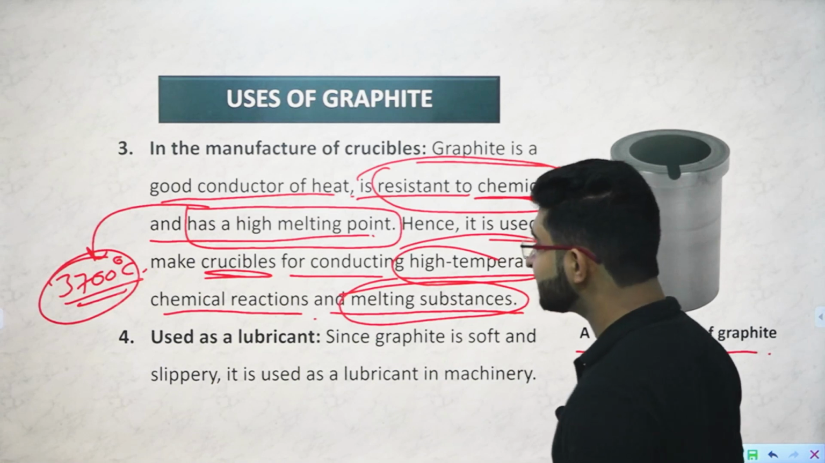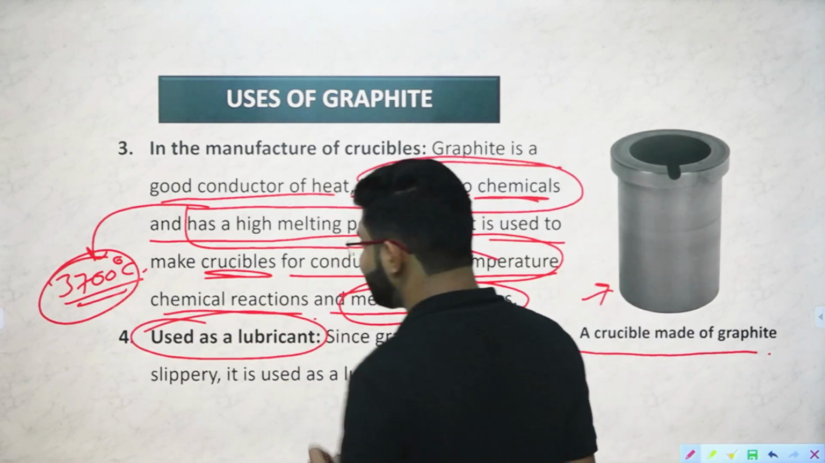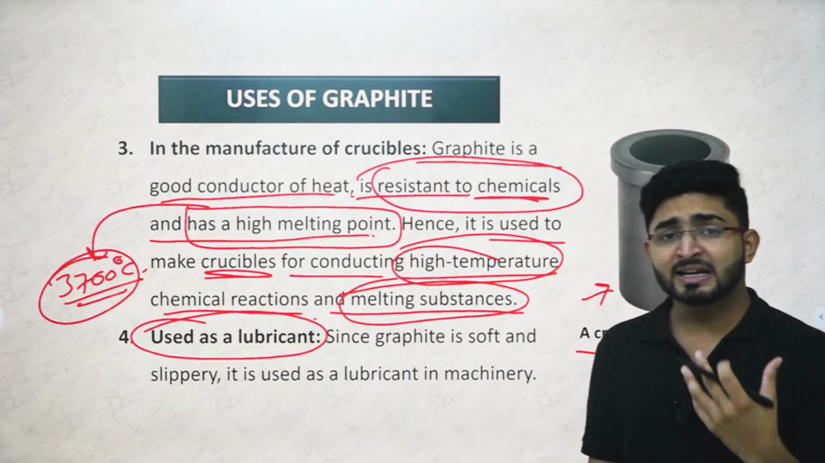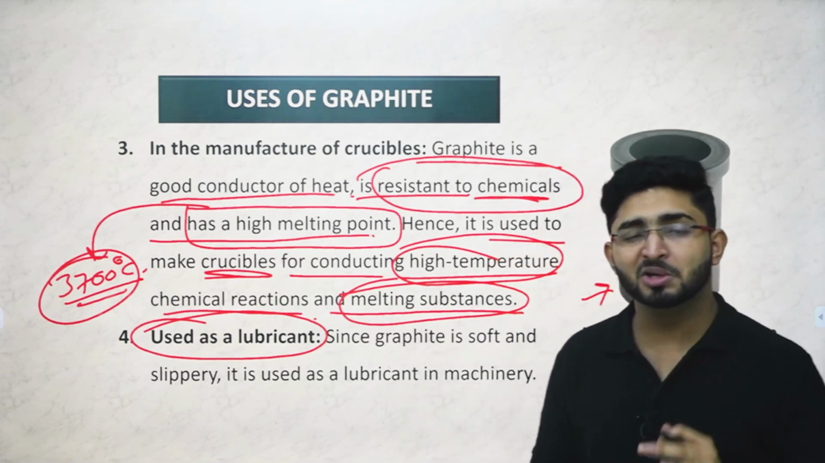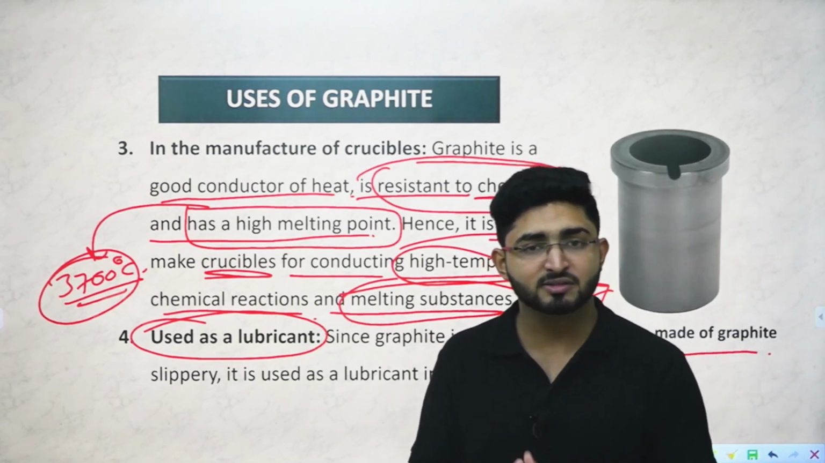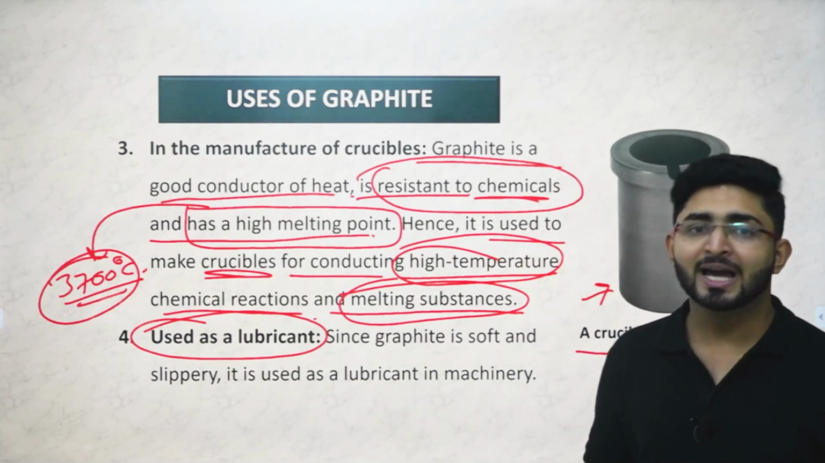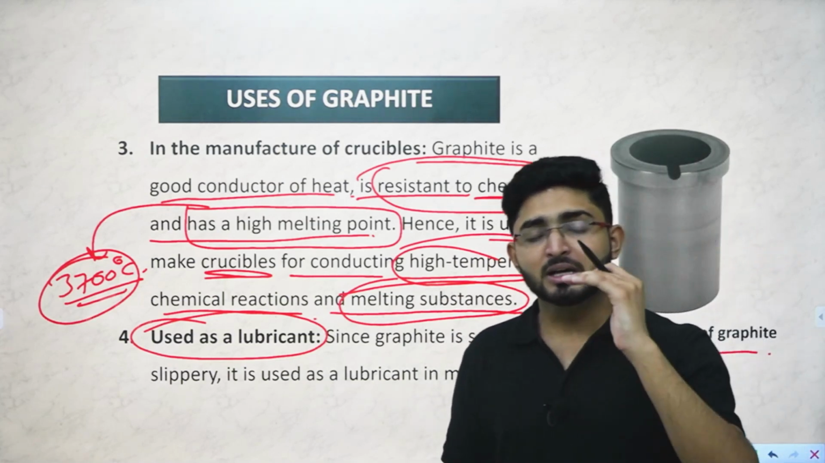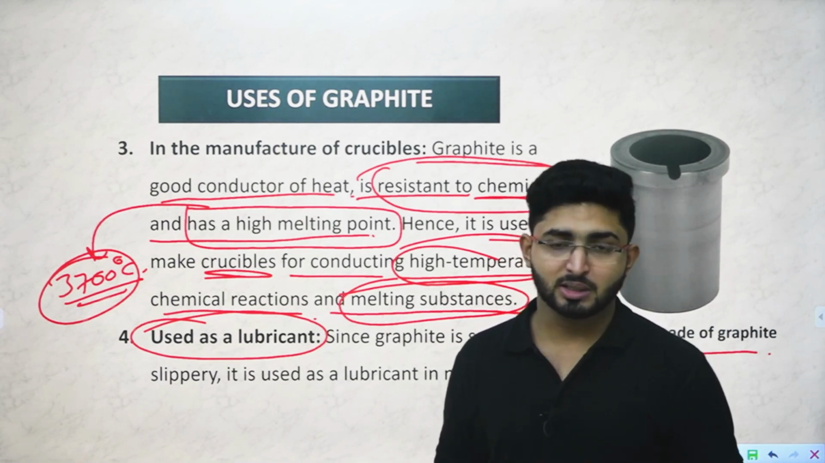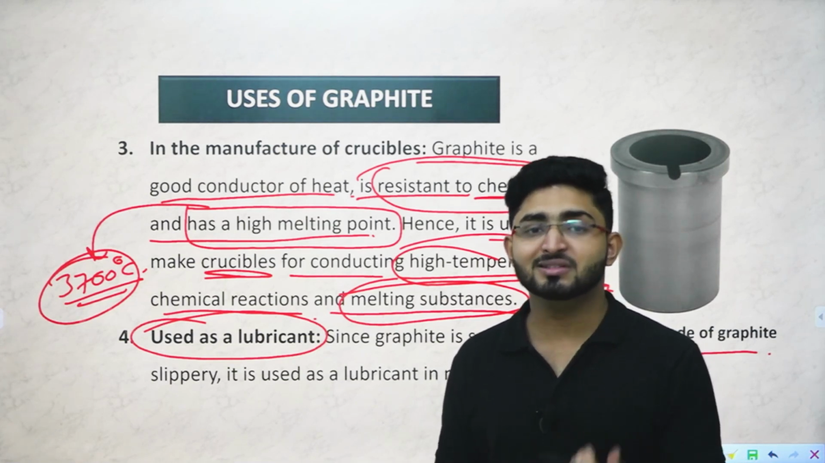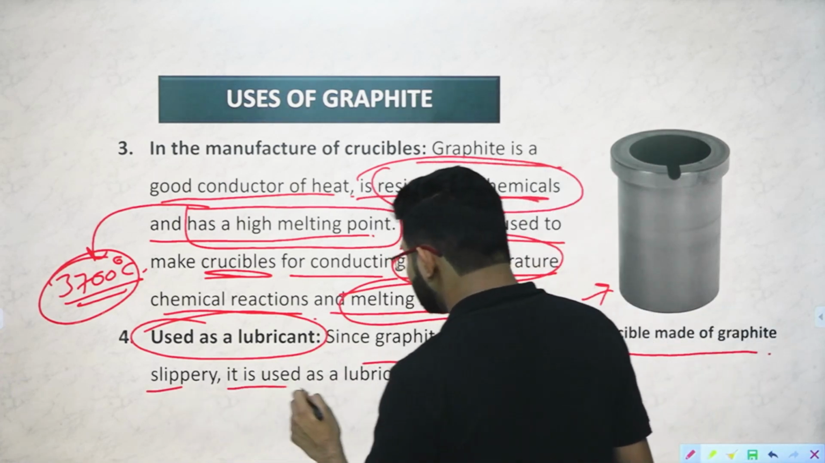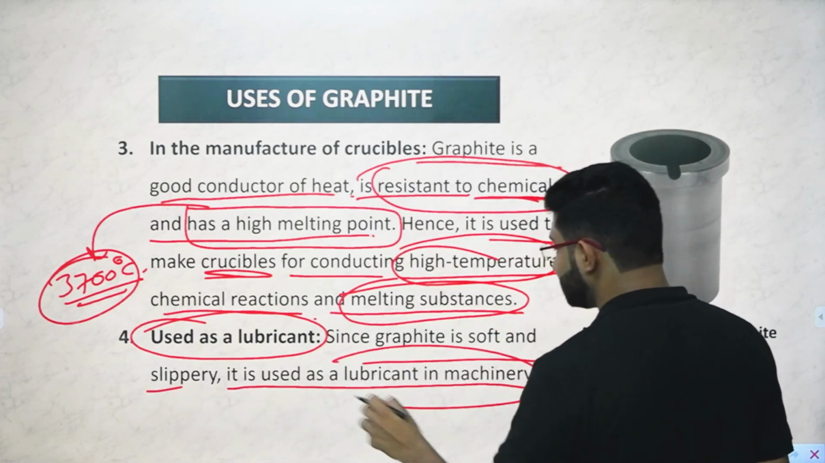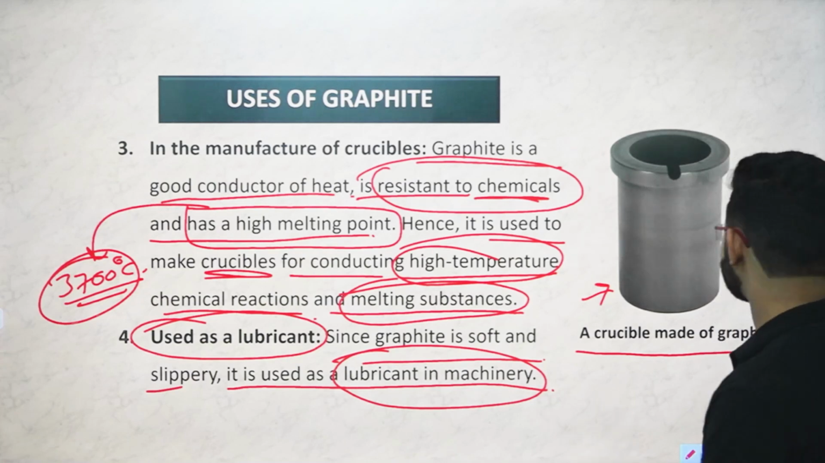The next use is as a lubricant. Why do we use it as a lubricant? Because it has a slippery nature, as we have studied. Because of the hexagonal, planar layers present in the structure of graphite, we use it as a lubricant, because the layers slide over each other, and because of the sliding they have a slippery nature. Since graphite is soft and slippery, it is used as a lubricant in machineries. Okay, take the screenshot.